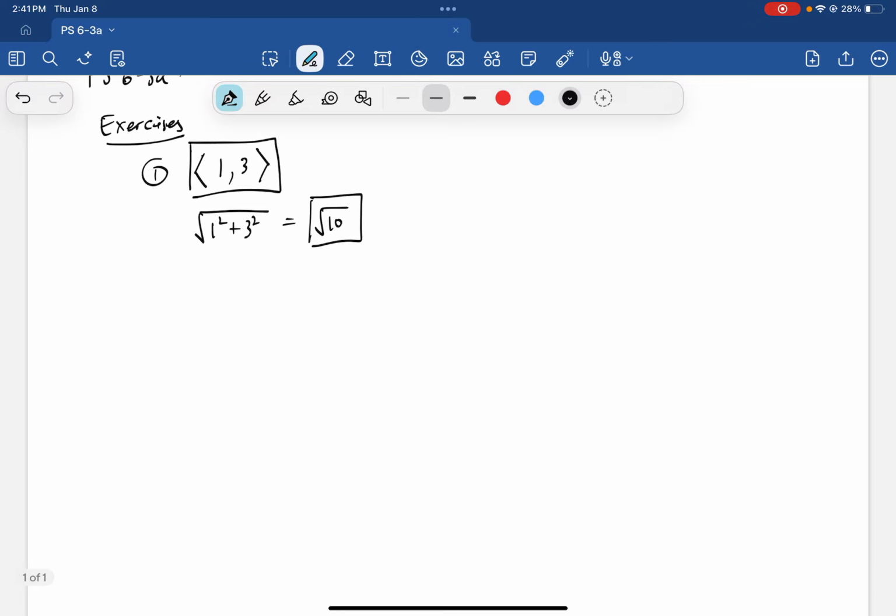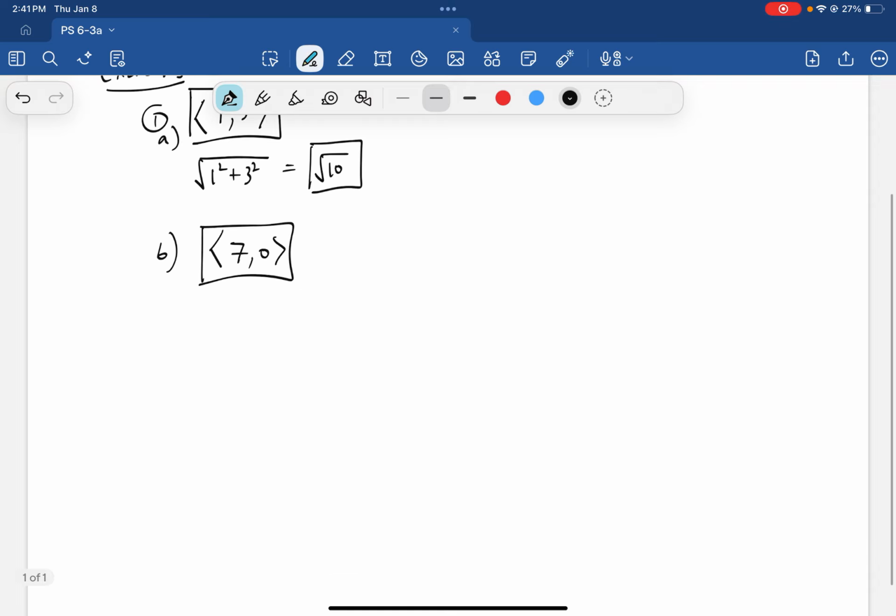For number 2, or sorry, the second part, right? So part B. It starts at -4, -1, and then it ends at 3, -1. So it looks like the components should be 7, 0, which means that the magnitude is also 7.